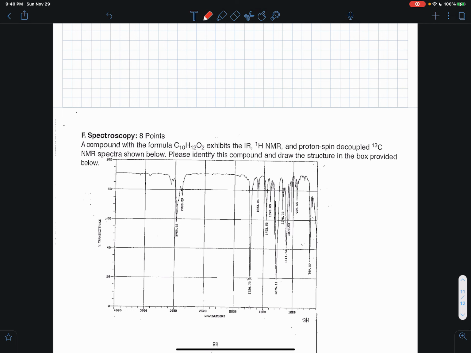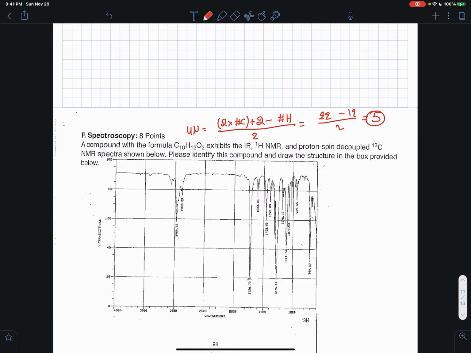So when you see a spectroscopy problem, always the first step, and that's a rule of thumb, you always want to start with calculating the unsaturation number. As you guys remember, it's 2 times the number of carbons, plus 2, minus the number of hydrogens, divided by 2. So in this case, 2 times 10 is 20, plus 2 is 22, minus 12, divided by 2. So 10 divided by 2 is going to be 5.